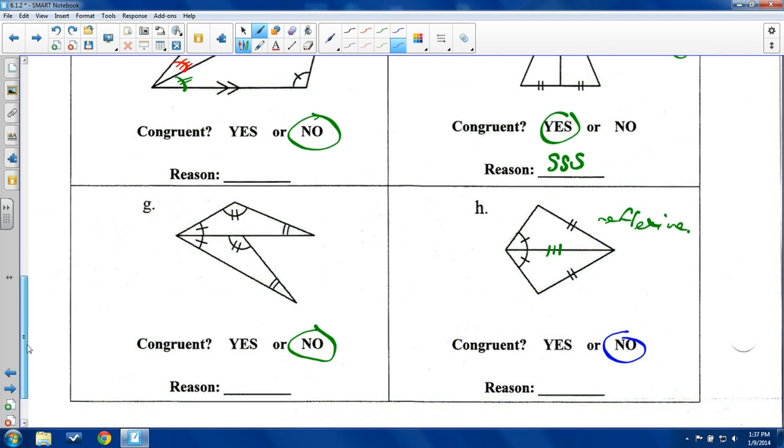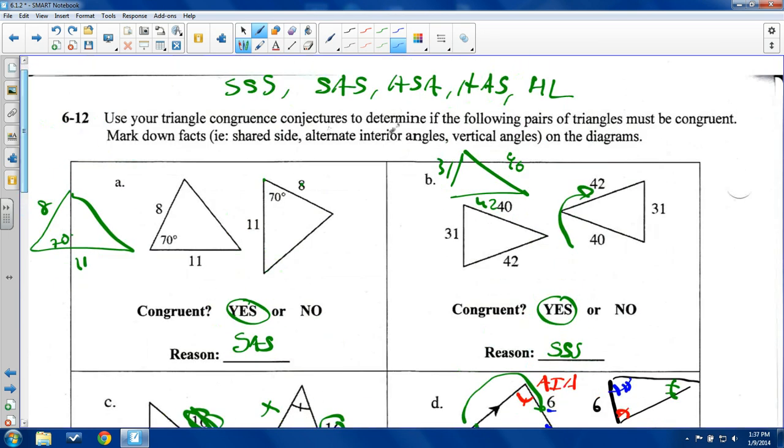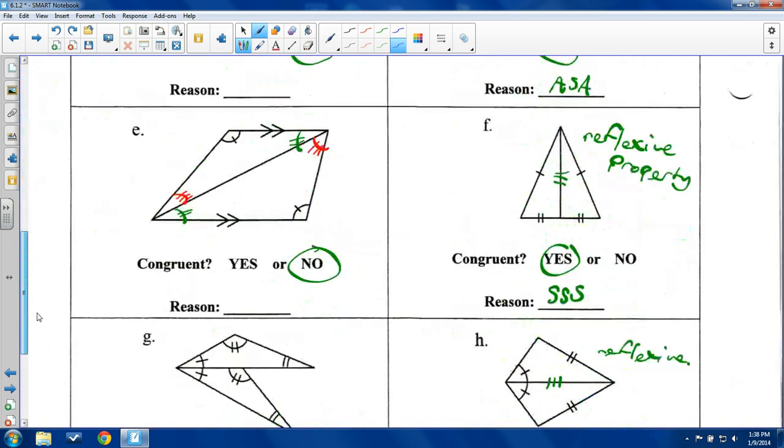And that's all for 612. Just make sure that you keep these guys in mind. None of these were HL, by the way. If they have right angles, maybe they can help you out. But use those. If you have any questions, go and ask away.